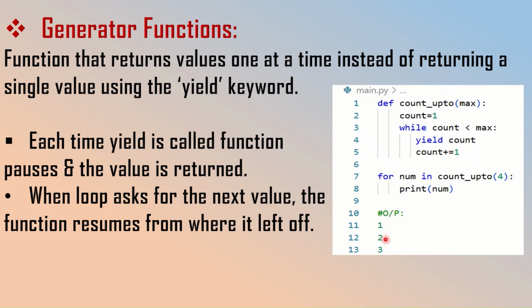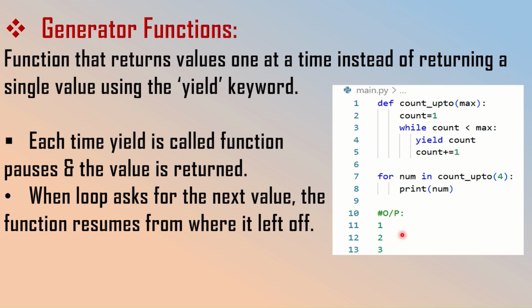So in the output, we can see the iterator object. This we can call the iterator object or the values, the output as 1, 2, 3. Like this, you can see, whenever the loop asks for the next value, the function resumes where it left off. So the function pauses whenever the yield keyword is called and resumes for the next value from where it left off. So this is about generator functions.